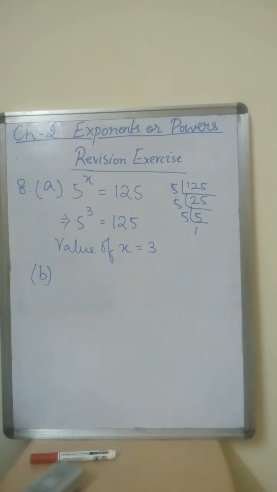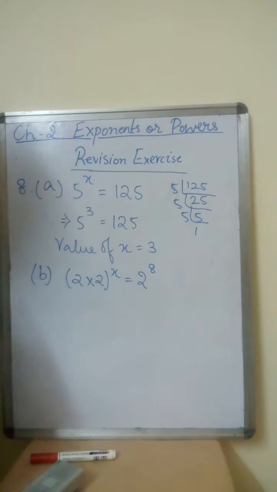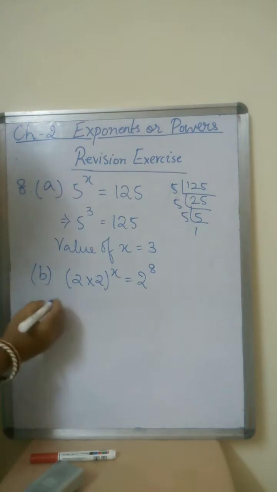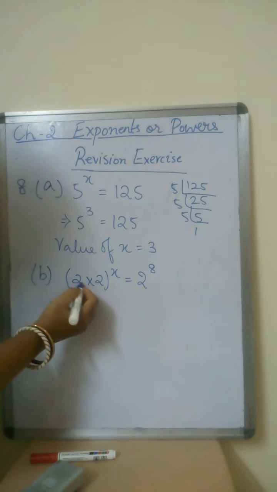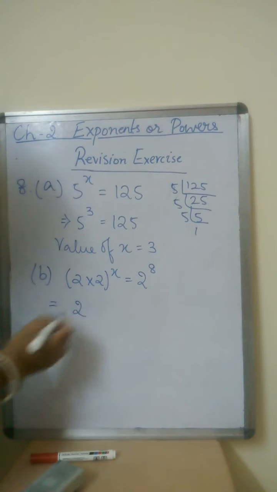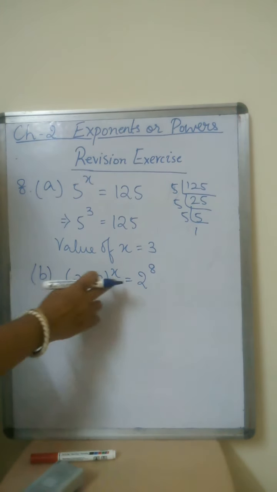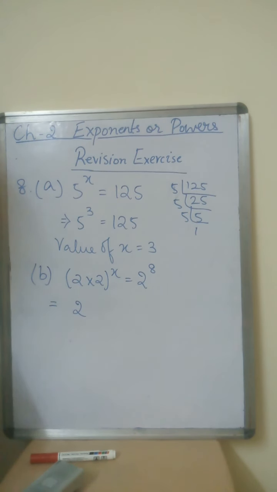What is there in number B? It is 2 into 2 to the power x equals 2 to the power 8. Okay, so there is nothing to do with the base. Our base is same. Only we have to find out here. So now here you see 2 is the base here. Now we have to find out this. Okay, so your 2 into here it is 2 2s are 4.